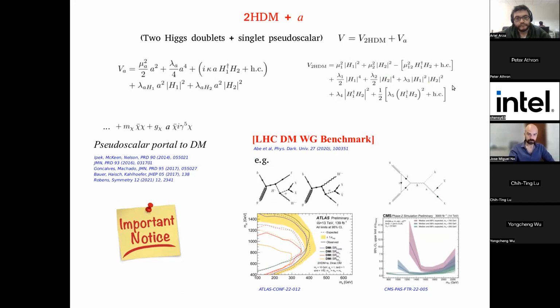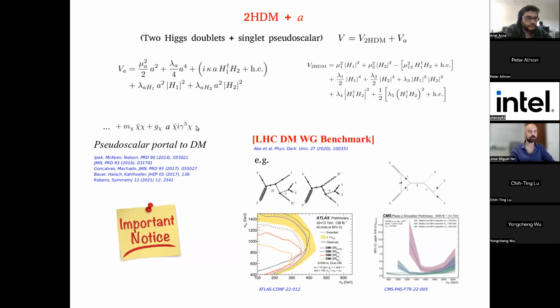So it turns out that this two-Higgs doublet model plus singlet pseudoscalar has been very widely used in the dark matter community as, say, a pseudoscalar portal to dark matter. So forget for the time being about the two doublets and this part of the potential. Just consider the pure singlet part here and this part here.